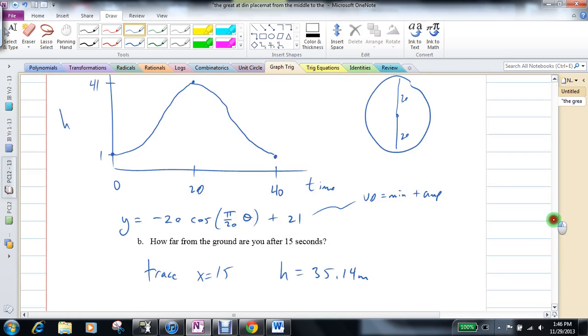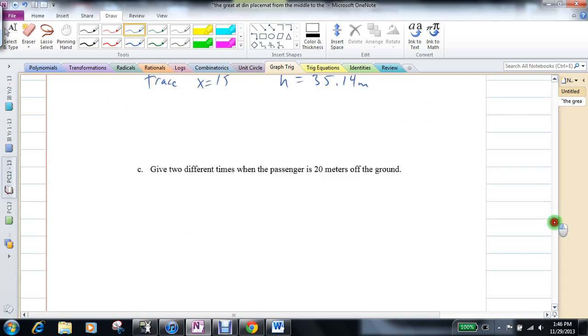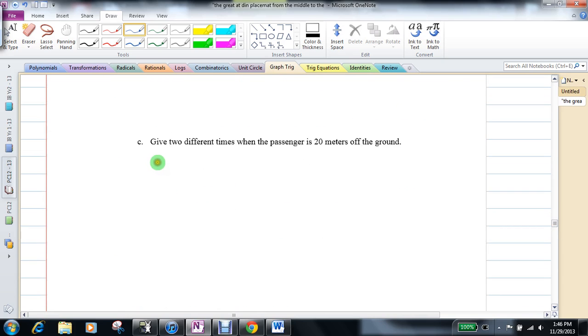And two different times when I'm 20 meters off the ground, well, 20 meters is somewhere in here, so it's happening in these locations. And that would be similar to the question on the previous page, where we want to type in y equals 20, do second calc intersect, and we should find times of 9.68 seconds and 30.32 seconds.